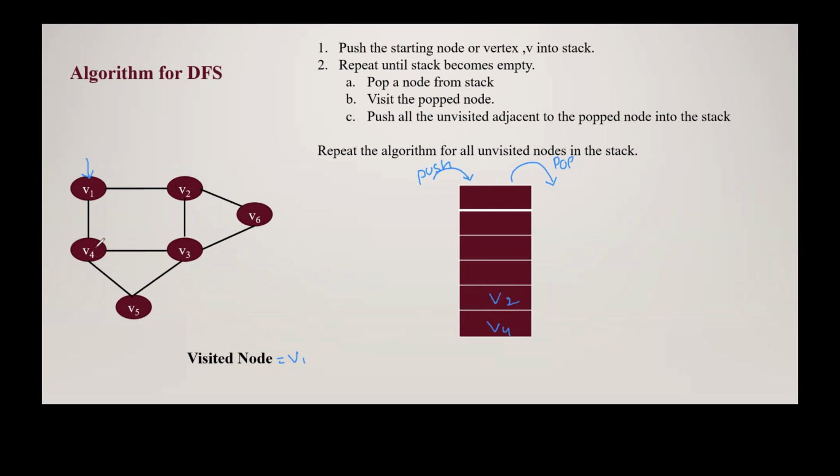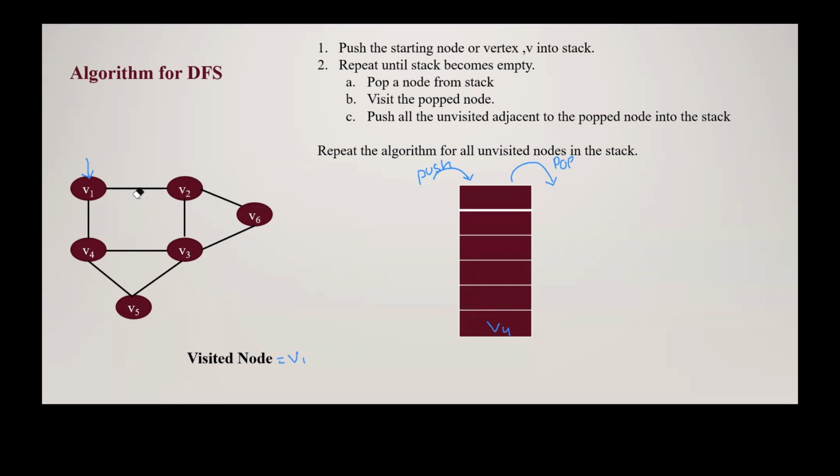B4 and B2 both are adjacent to the B1 vertex. That's why we push them into the stack. The push sequence can be in any order. Then we have to repeat: pop a node from the stack. So pop means B2, we have to pop it and make it visited.